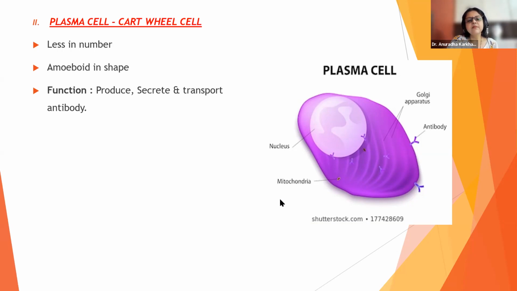Okay. It is going to move like a cartwheel. It always keeps on moving like a cartwheel. ठीक है? Okay. It is not going to have any amoeboid processes, but it's going to be moving like a cartwheel. So here you can see the antibodies are being formed. See, you can see the antibodies. So to produce, secrete, and transport the antibodies is the main function of the plasma cell. No, it does not have any peculiar shape. It can be any shape.